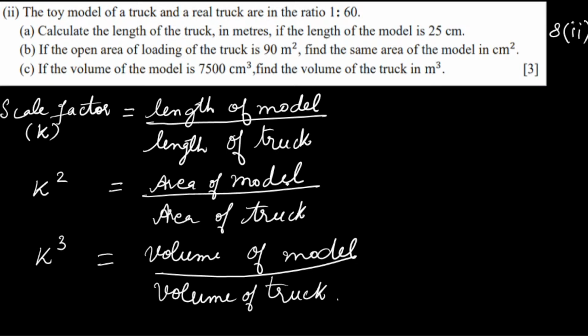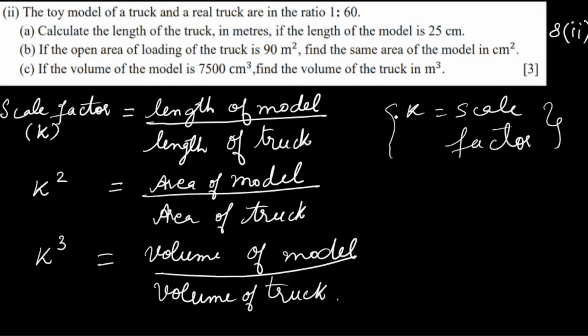So scale factor we can express in all three forms: one-dimensional form, two-dimensional form, and three-dimensional form. When we are discussing length, K is equal to length of model by length of truck. When we are discussing area, K square is equal to area of model by area of truck. When we are discussing volume, K cube is equal to volume of model by volume of truck. What is K? K is the scale factor here. It's a ratio of the model to its original thing. So these formulas we will use in the given question.